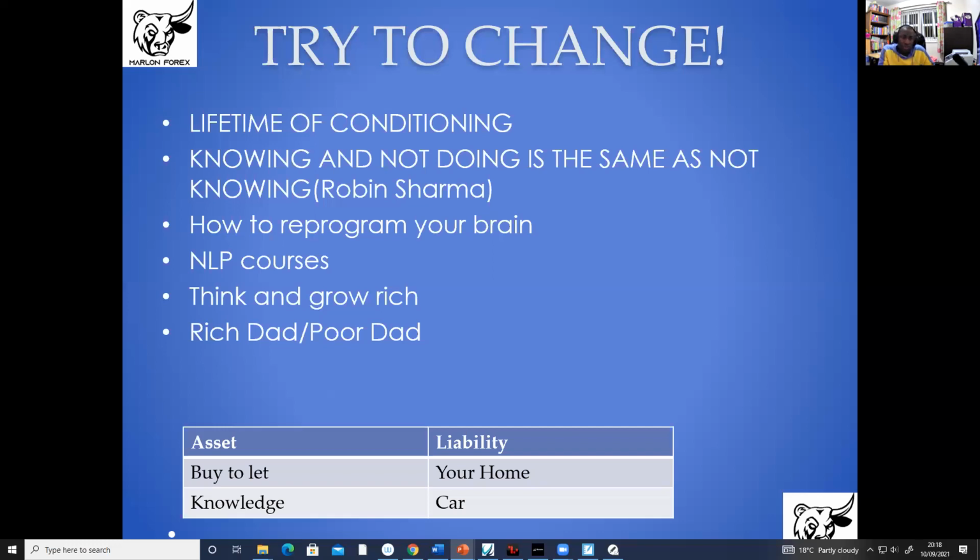But one thing you've got to do, if you're not willing to reprogram your brain and tell your brain, look, I'm going to do this and you can't stop me, because of course there are two parts to your brain. You've got the subconscious mind and you've got the conscious mind.